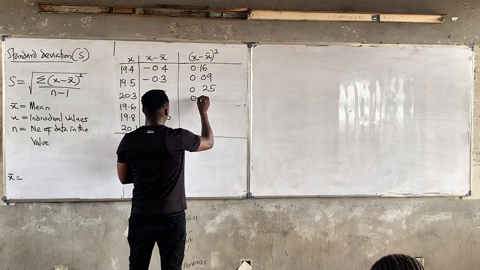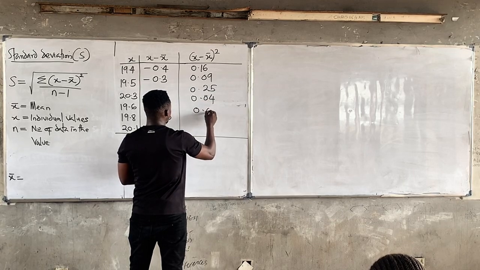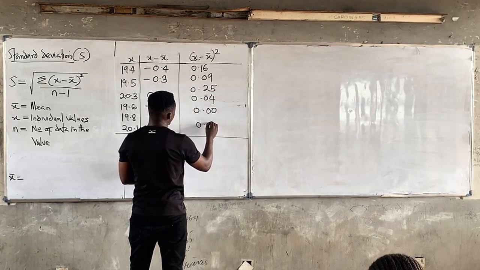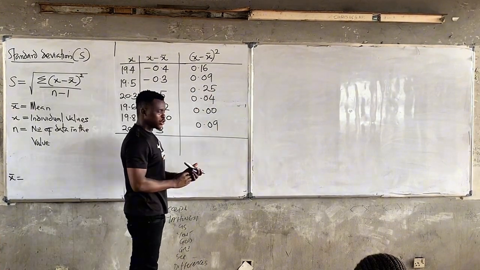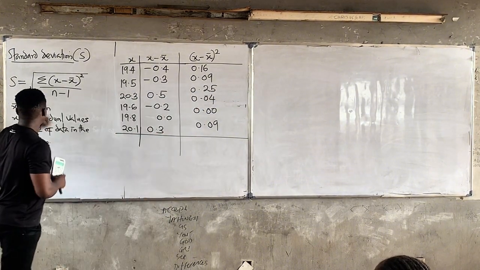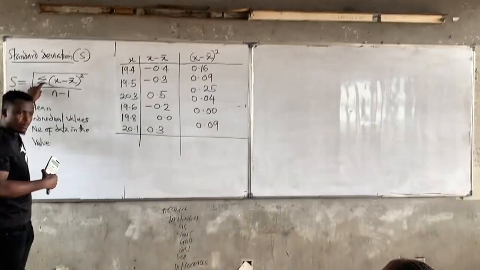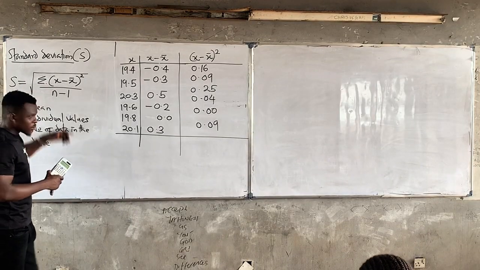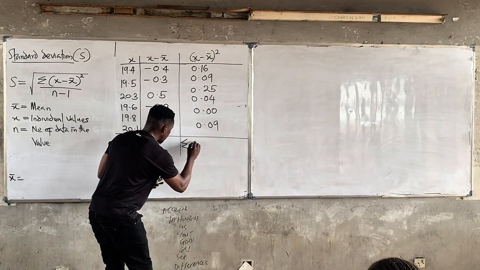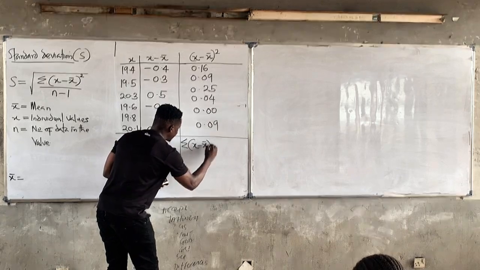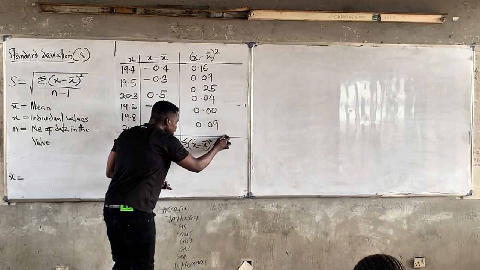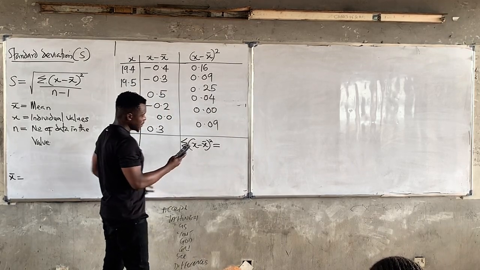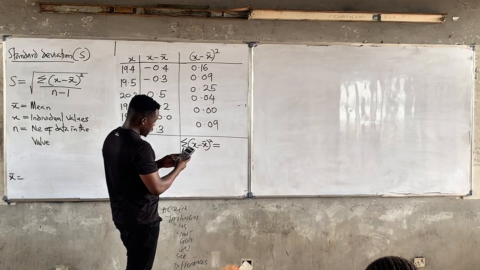0.25, 0.04, 0.00, 0.09. On this side, the next thing you're going to do is that, remember, from this standard deviation, this symbol stands for sum. This is summation. So you say summation of x minus x bar squared. How do we get this? Is for us to simply do what? Out of everything here, so this becomes 0.16 plus 0.0.